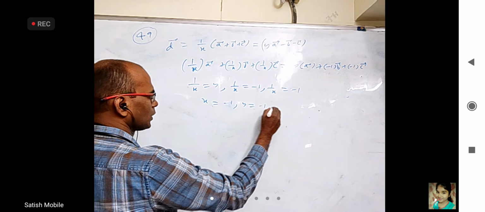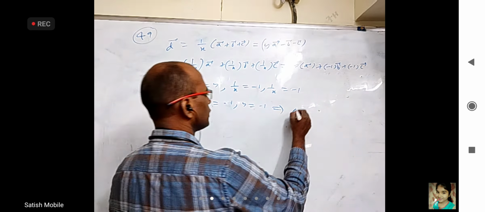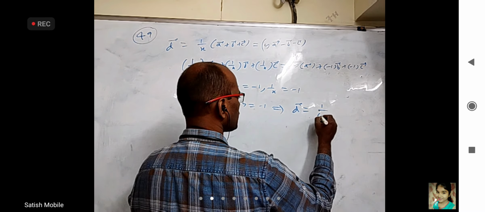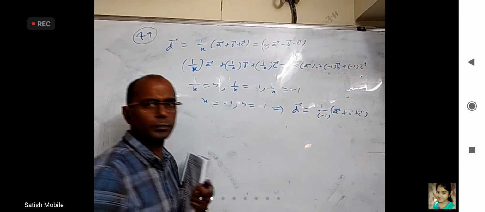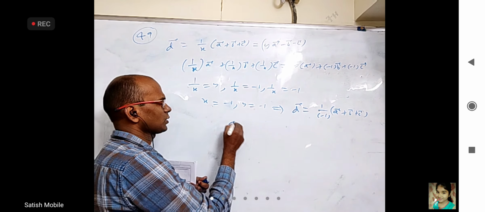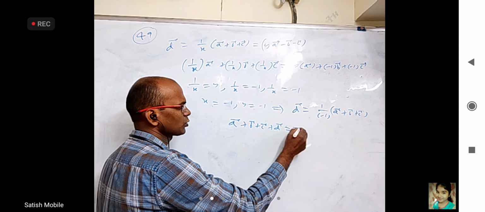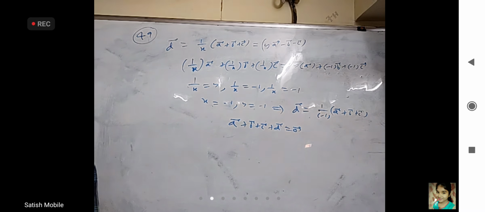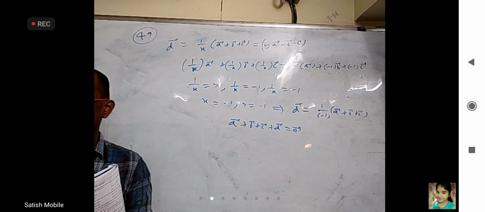When you put that x and y as minus 1 back there, you are going to get D bar equal to 1 by minus 1 into A bar plus B bar plus C bar. Give this minus here, you will get A bar plus B bar plus C bar plus D bar equal to 0 bar. And that 1 by xy is not required now. Okay. Anyway, it is 0 bar.